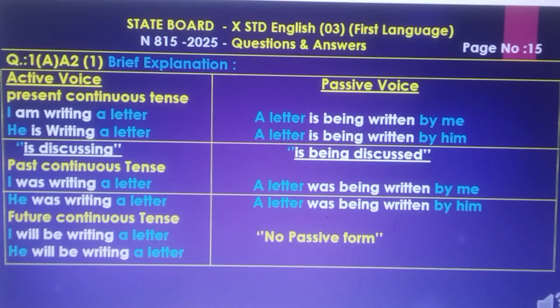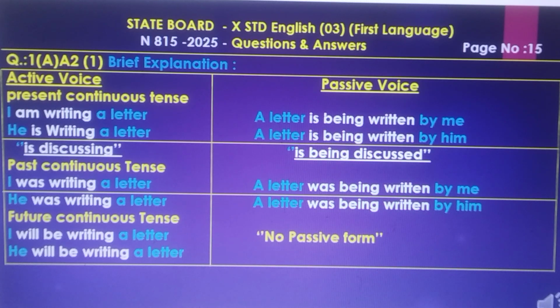The present continuous tense: I am writing a letter; a letter is being written by me. He is writing a letter; a letter is being written by him. He is discussing, and one more example: is being discussed. And the past continuous tense: I was writing a letter; a letter was being written by me. He was writing a letter; a letter was being written by him.